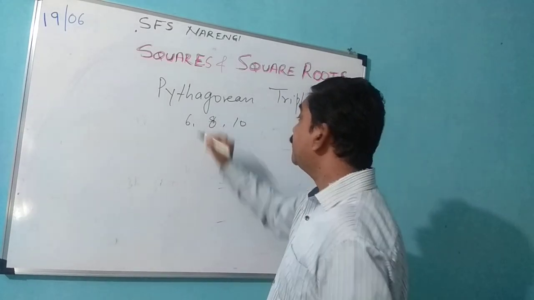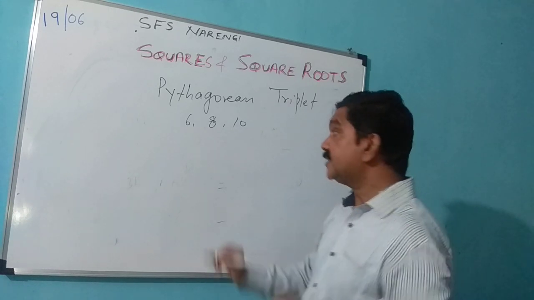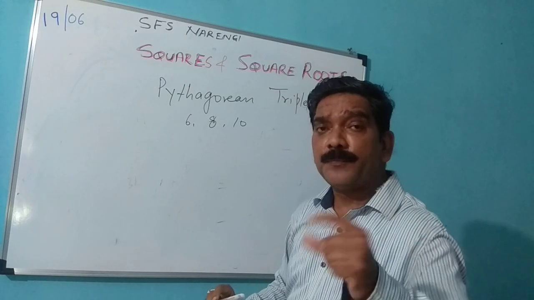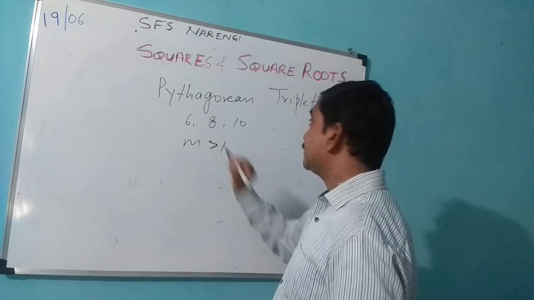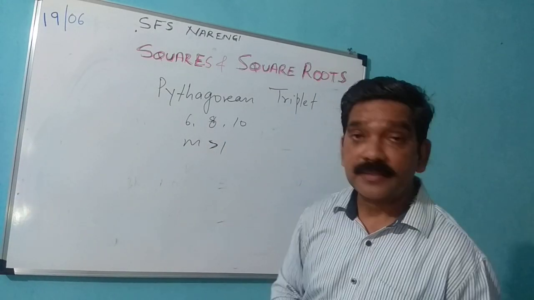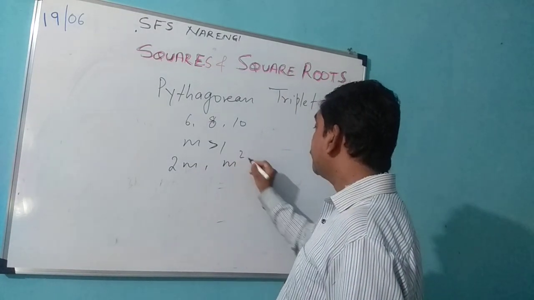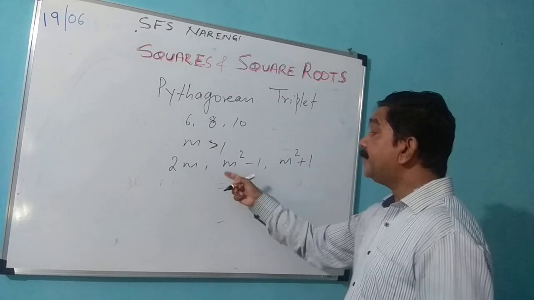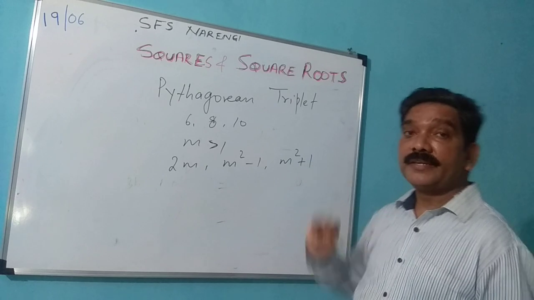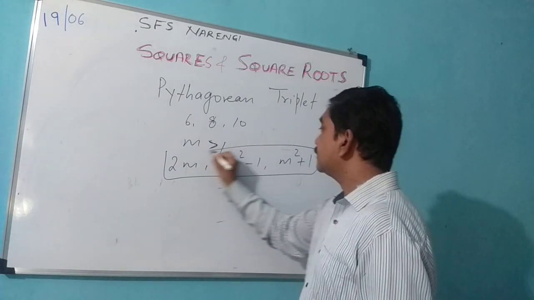Okay. Now if you go to the theoretical part of this, let us take any integer m which is greater than 1. The Pythagorean triplet given is 2m, m square minus 1 and m square plus 1. These are the three members of Pythagorean triplets. Remember this, my dear students. Very, very important, this one.